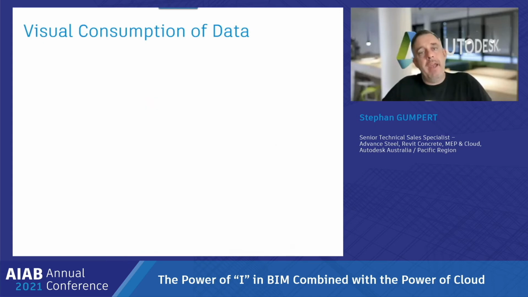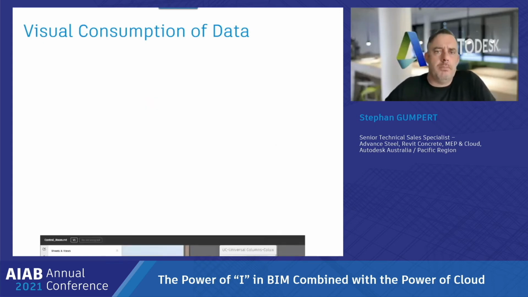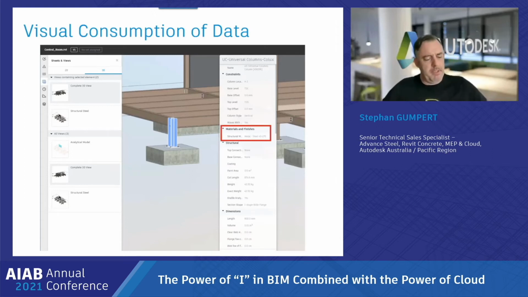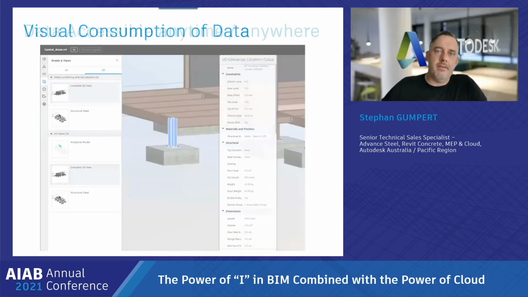If we go back and have a look at that previous example of that structural column, you can see here I've uploaded the same model into BIM 360. When I view it, I can see the same component. There's my paint data, my cut length, my weight, my material grade, right? So the information can be seamlessly shared from one place to the next by this cloud.